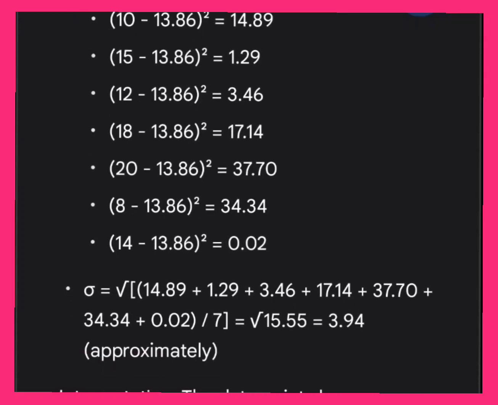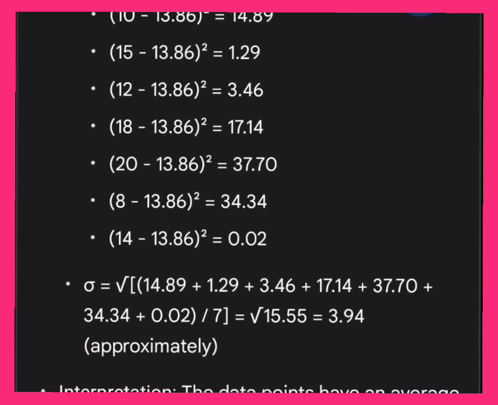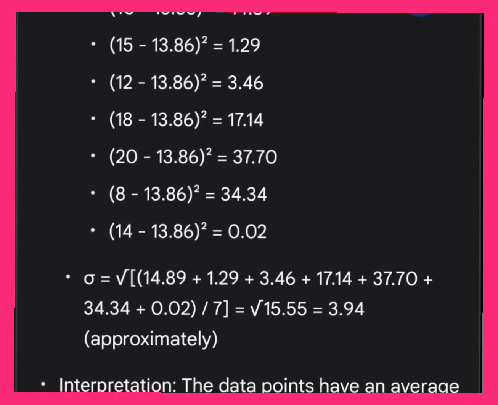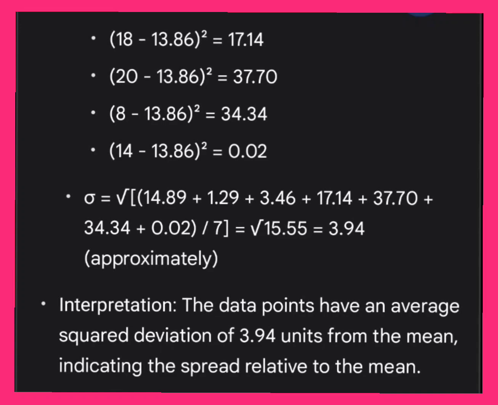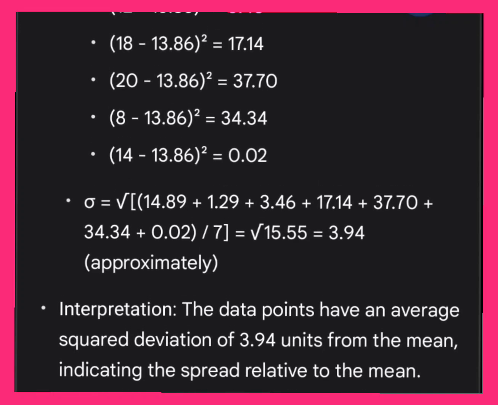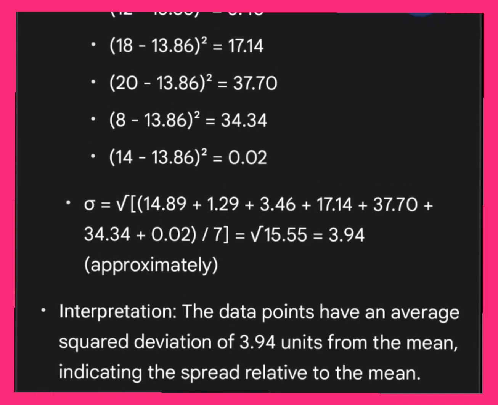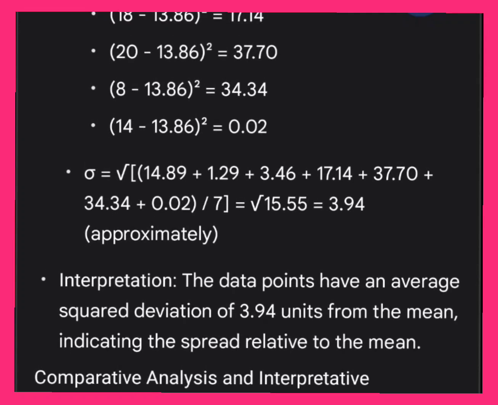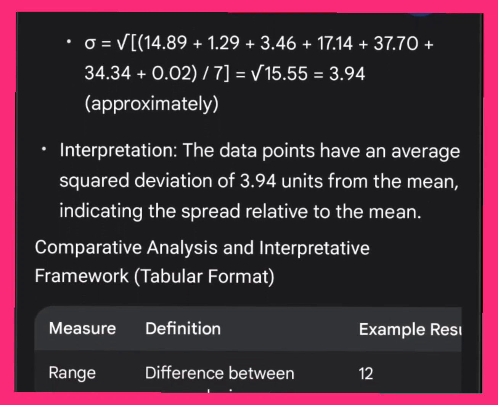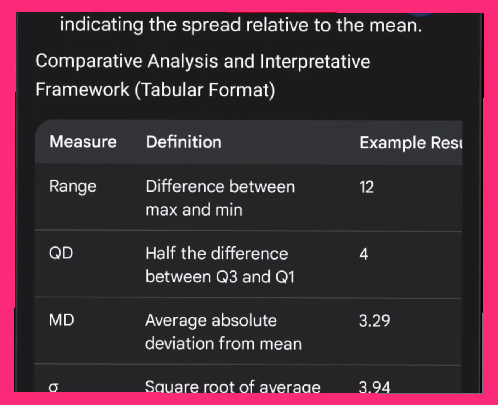Sigma equals the square root of (14.89 plus 1.29 plus 3.46 plus 17.14 plus 37.70 plus 34.34 plus 0.02) divided by 7, which equals the square root of 15.55 equals 3.94 approximately. Interpretation: the data points have an average squared deviation of 3.94 units from the mean, indicating the spread relative to the mean. Comparative analysis and interpretative framework, in tabular format.